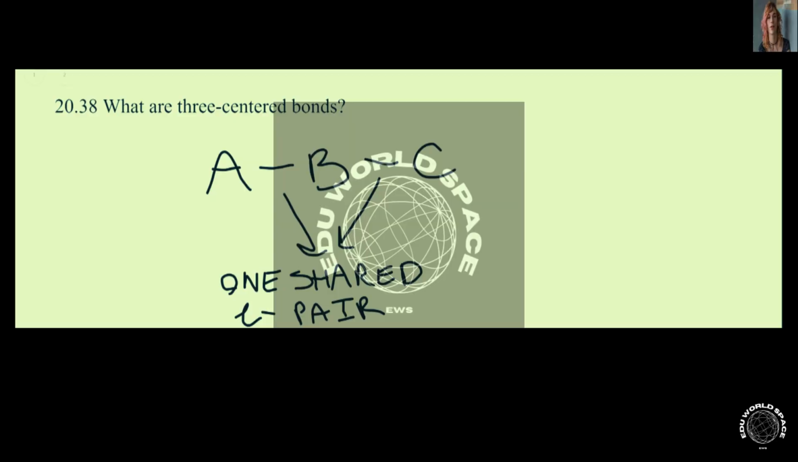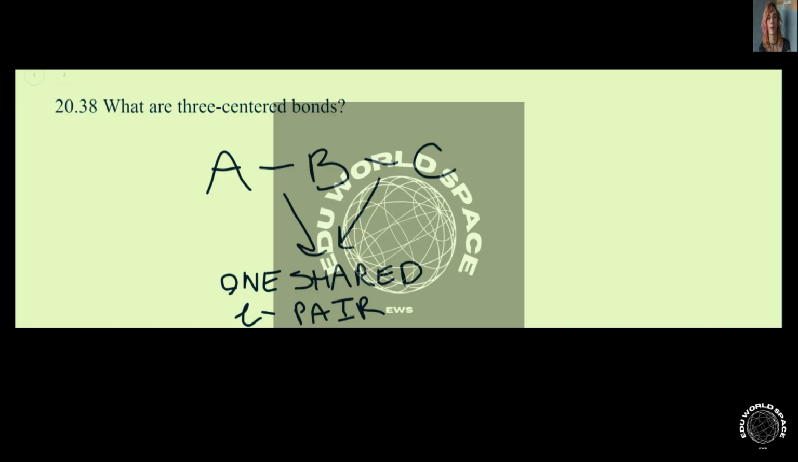So in this video, we're going to talk about question 38 from chapter 20, which asks us, what are three-centered bonds? So three-centered bonds, also known as bridge bonds, are when you have two atoms bonded to each other through a third atom. So what differentiates this from just three atoms bonded together linearly?